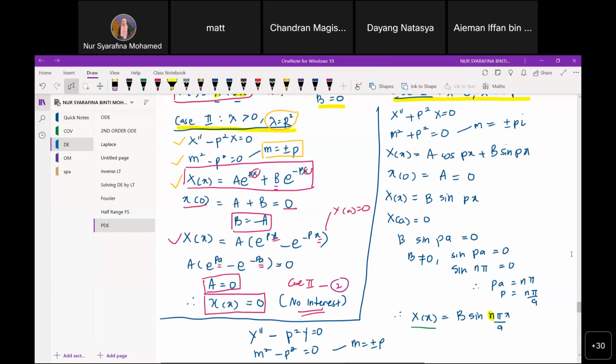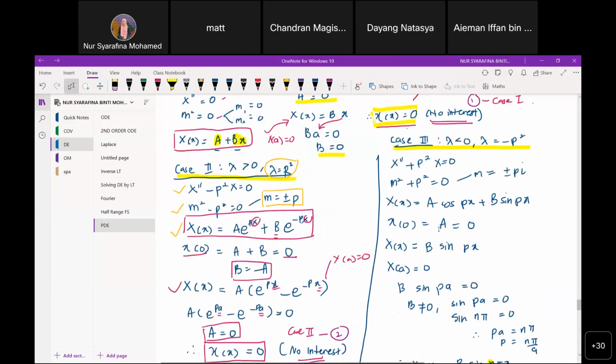Okay, so now case 3, lambda less than 0, lambda equals minus p squared. Substitute into the ODE here. This will give you the characteristic equation m squared plus p squared equals 0. Solving this will give you a complex root, m equals plus or minus pi. So when it is a complex root, this is the solution of X.